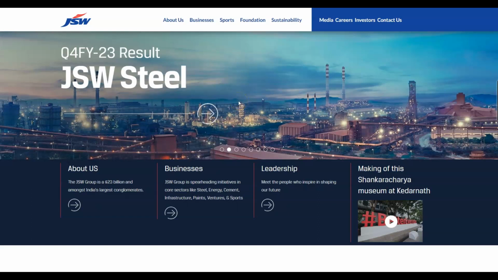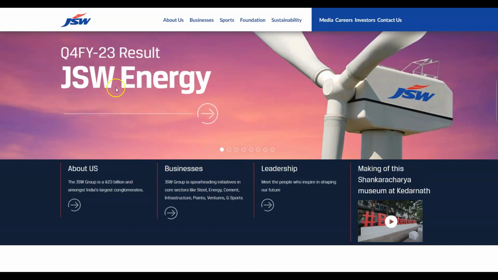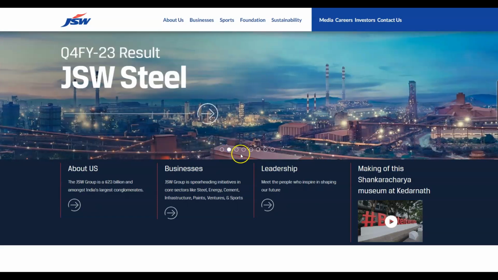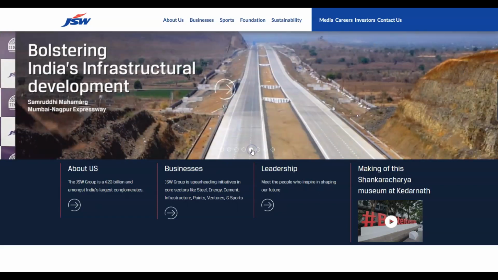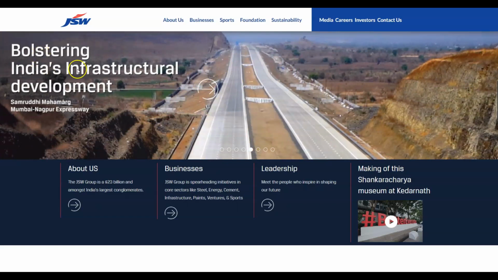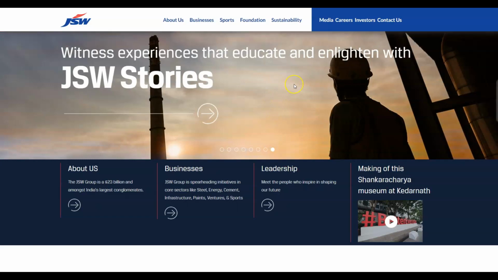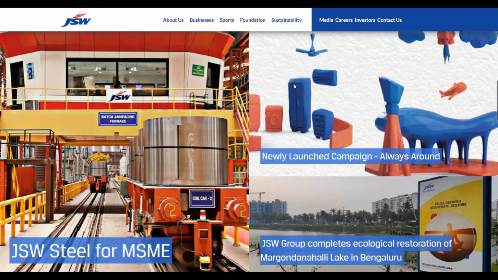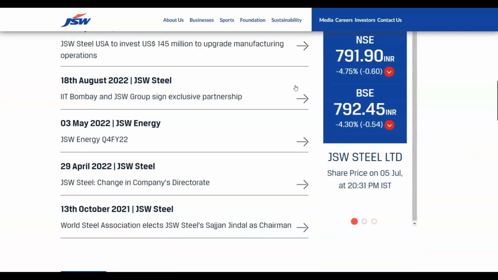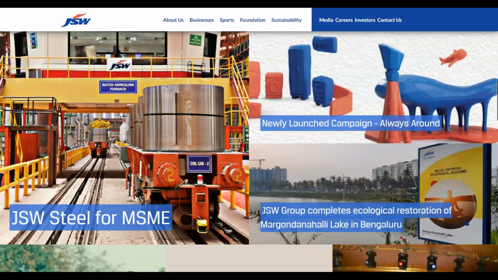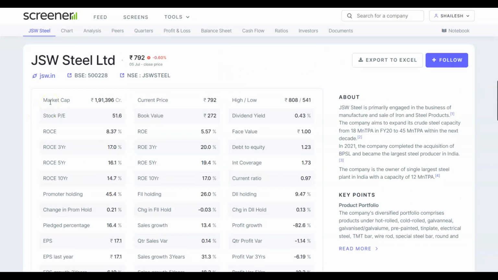So today we are going to do a fundamental analysis of JSW Steel, and this is the website of JSW Group. They are into various things. JSW Energy is one part of JSW Group, JSW Steel is one part, and then they are into manufacturing for India's infrastructural development. They are into cements, paints, and other businesses as well. You can go through the website and get to know more about this company. Now let's move on to the fundamental analysis of JSW.